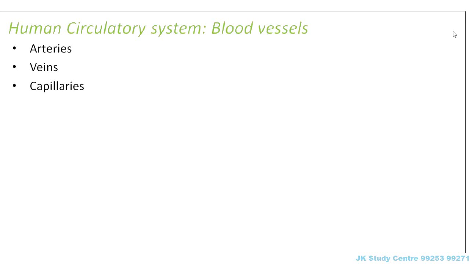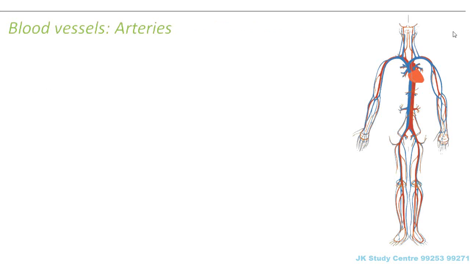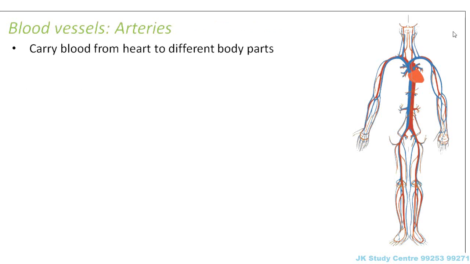So those carriers are nothing but these blood vessels. So let us start our discussion with arteries. Arteries carry blood from heart to different body parts. So from heart, whichever blood flows out, that is carried by the arteries. They always carry oxygenated blood.